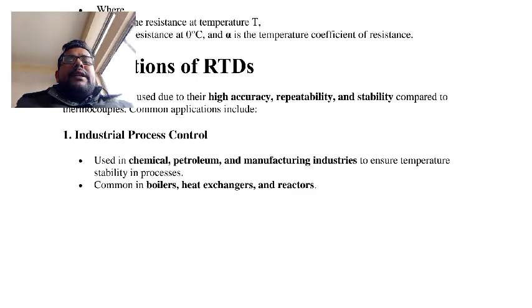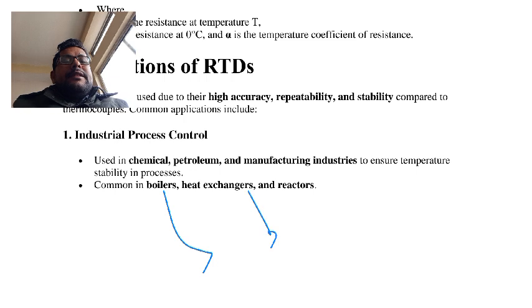In the process industry, the chemical or manufacturing industry, RTDs are used to measure temperature and stability. Generally, RTDs measure the temperature of boilers, heat exchangers, and reactors. These are the industrial processes that mainly use them: a boiler, a heat exchanger, and a reactor.